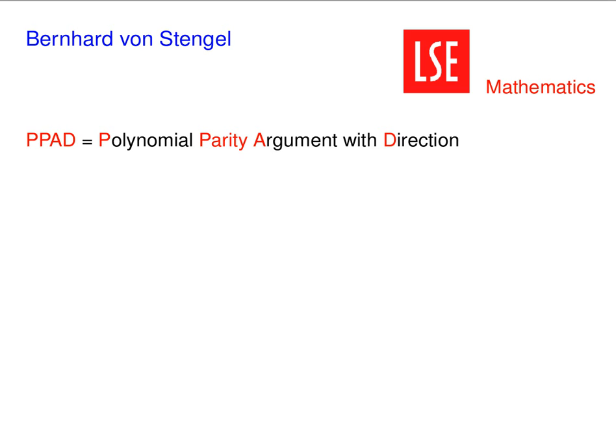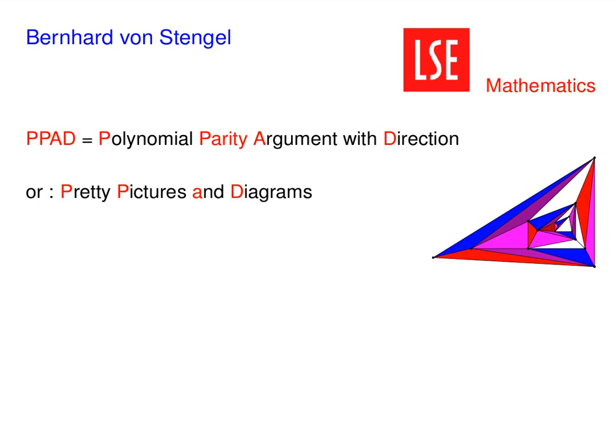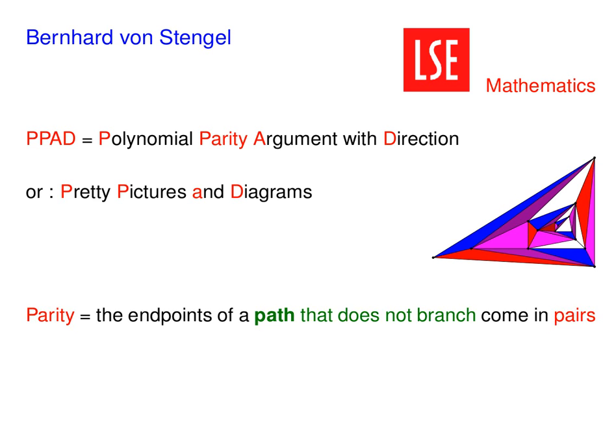I'm Bernhard von Stengel from Mathematics, and I will talk about my research topic, PPAD, the polynomial parity argument with direction, or pretty pictures and diagrams. The parity argument is used for the computation of an equilibrium in an economic model, for example to balance out the supply and demand of many goods.